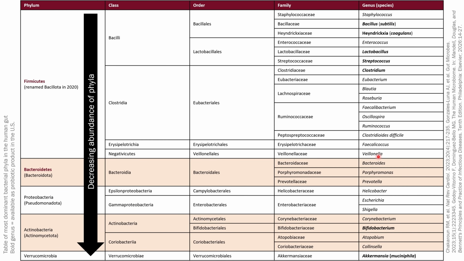And what you can see in the genus, and this is not an all-inclusive list, but some of the more commonly studied genera are listed here. What's in bold is available as a probiotic product in the US. So for example, Bacillus subtilis, Heyndrickxia coagulans, which was previously called Bacillus coagulans, Lactobacillus, Streptococcus, Clostridium, Bifidobacterium, and more recently Akkermansia species are available as probiotics.